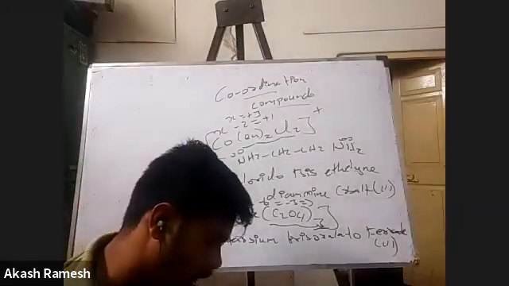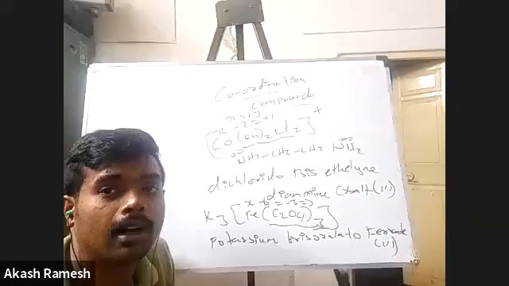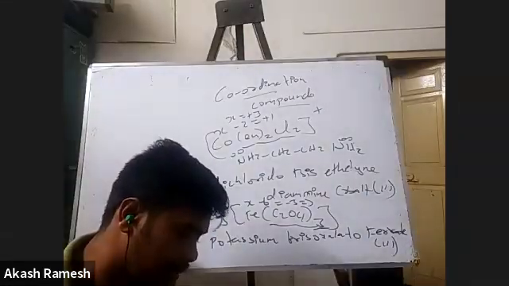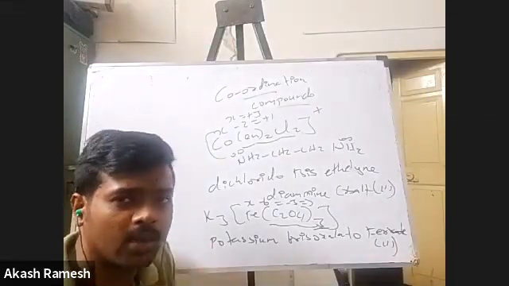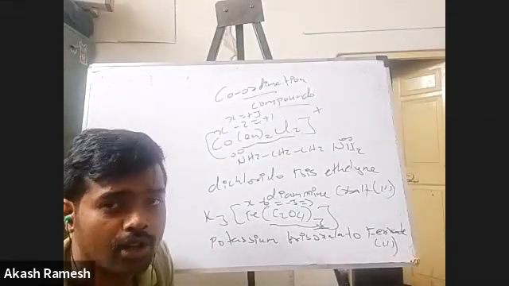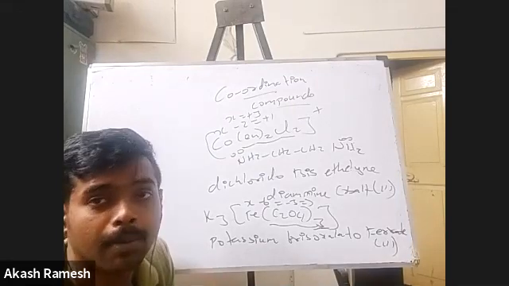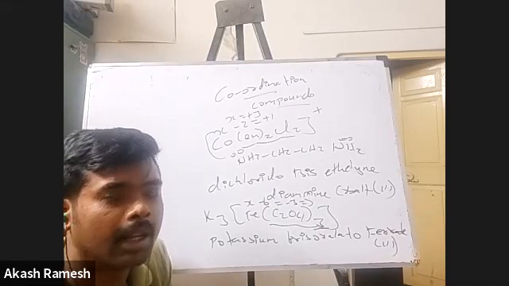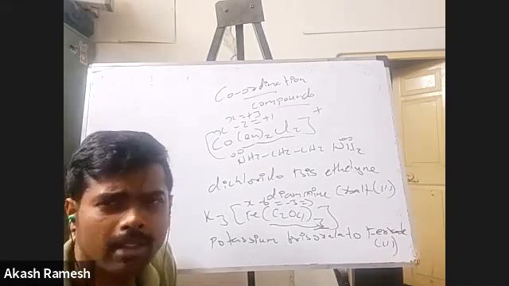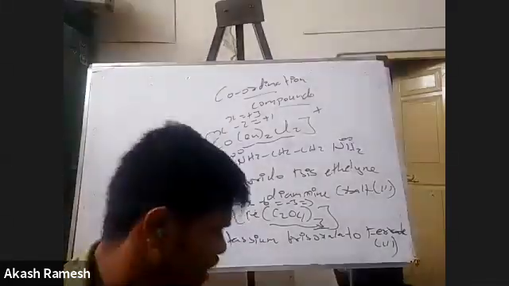Now there are certain complexes where both the cation as well as the anion is a coordination complex. One cationic complex coupled with an anionic complex. So at that time, what will you do? Just do the same thing. Maybe we'll take an example.